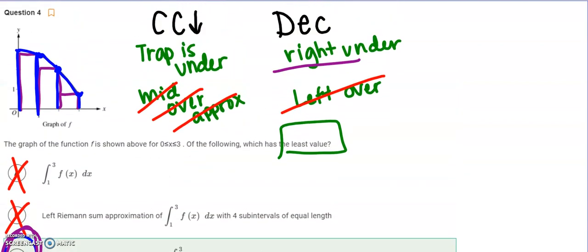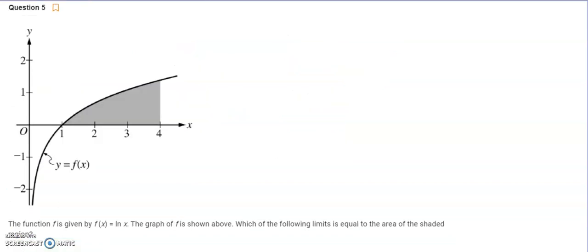So in this case, another way you could do it, they talk about 4 subintervals of equal length, but just try it with 1, right? If I were to draw in 1 right-hand rectangle, this is my approximation of that area. Whereas if I were to draw in 1 trapezoid, this is my approximation. So clearly the purple is the least value, okay? The least, or I guess the most under, if you will. Talking about least. That was terrible wording right there. I apologize.